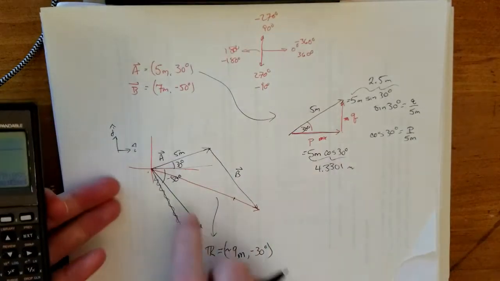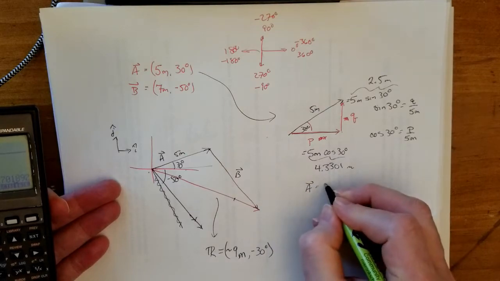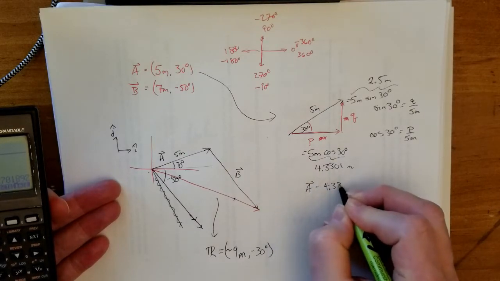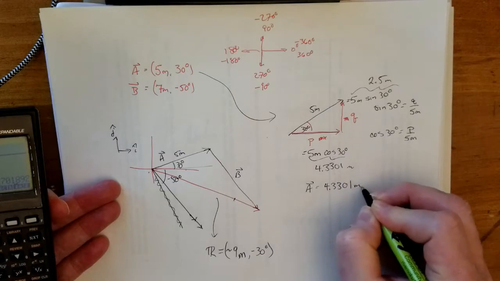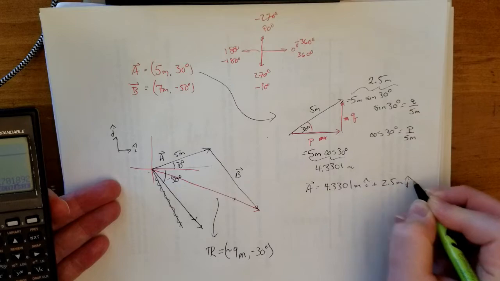So I'm making the claim that this first vector A here is equal to 4.3301 meters i hat plus 2.5 meters j hat.